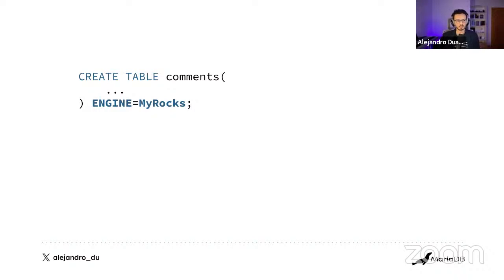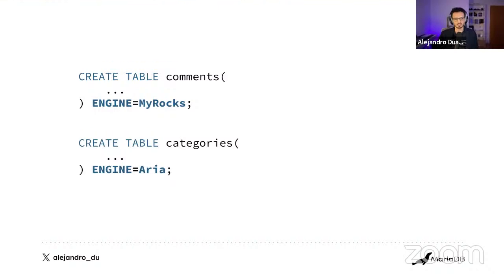Now, in the same database, we want to create another table for storing categories of products, or whatever it is that we are dealing with. And this table never changes, or it changes every 10 years or I don't know. We can pick another engine. Probably you would pick InnoDB here, to be honest, but I'm showing Aria.